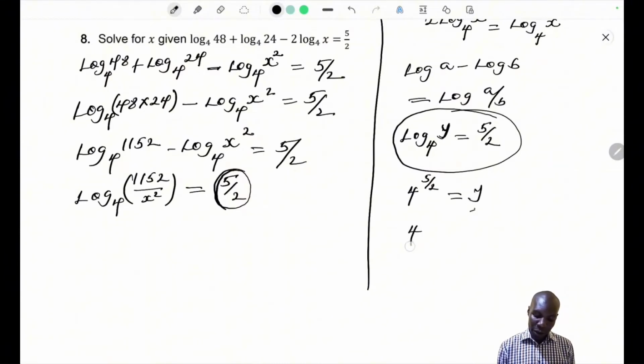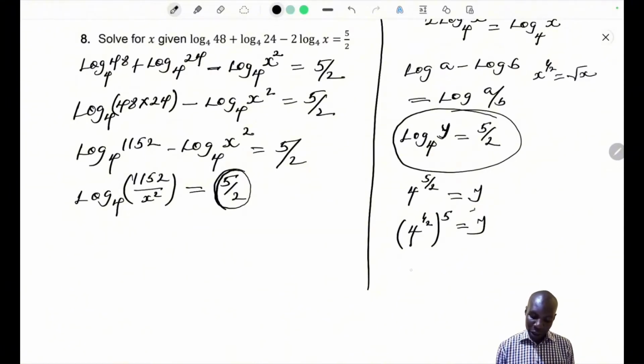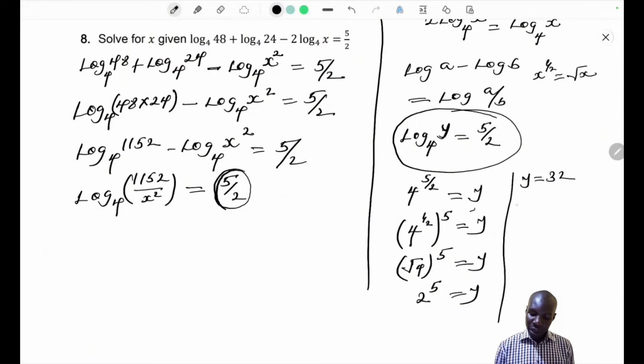And that is the same as 4 to power a half, everything to power 5, equals y. And we said last time that a number to power a half is the same as the square root of that number. So this is the square root of 4, raised to power 5, which gives 2 to power 5. So y will be equal to 32. So we know that log of 32 to base 4 should give us 5 over 2, so instead of 5 over 2 here, we'll have log of 32 to base 4.